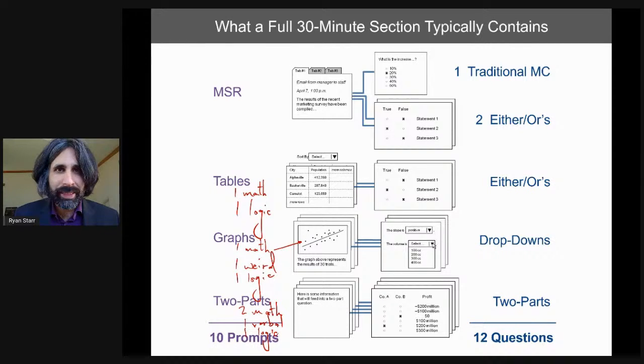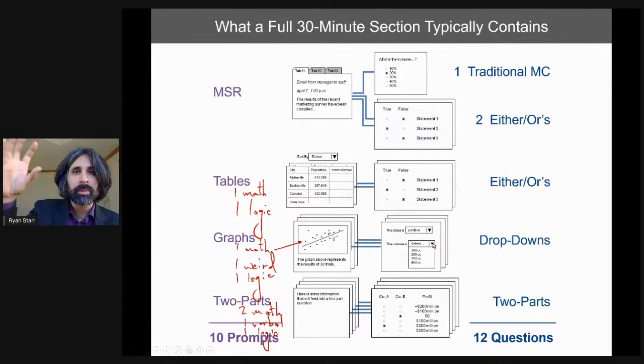Guys, my single best piece of advice on the IR section is read it in pieces, okay? Do not get in the habit. So these tables will, especially the logic-based ones, come with a little paragraph explaining the table. These graphs will come with a little blurb explaining the graph. These 2-part questions will always come with a little paragraph. Don't get in the habit of reading the paragraph all the way through and then looking at the table or then looking at the graph. You're toast if you do that.